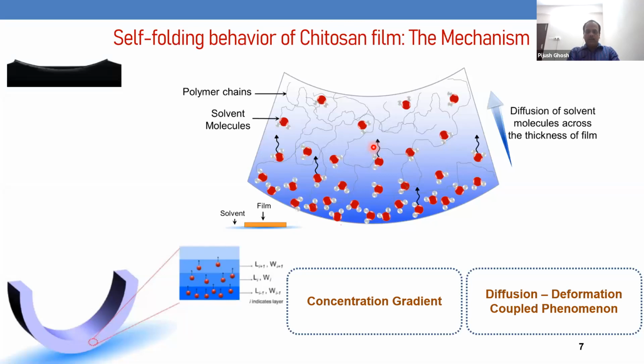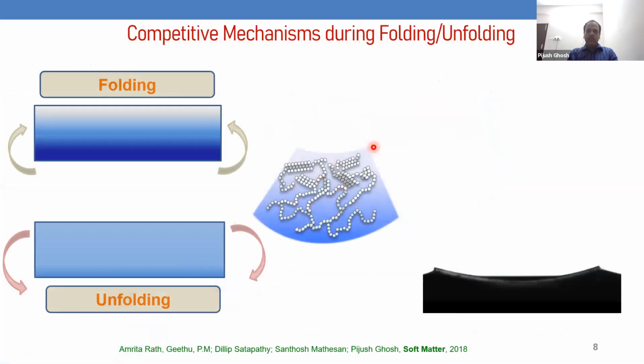So with this, we will go to what is happening when it is unfolding, or why is it unfolding? This part is not very clear, but we have predicted a hypothesis, and we have communicated this to Soft Matter. What we are saying is there is a competitive mechanism going on. What is the competition between? Competition between the concentration gradient, as you see here during the folding, which is trying to generate the moment and causes the folding.